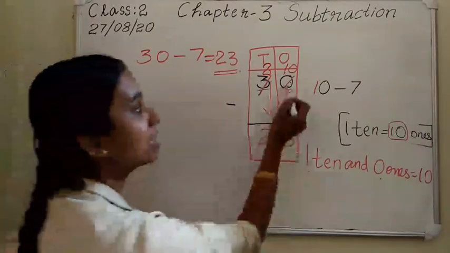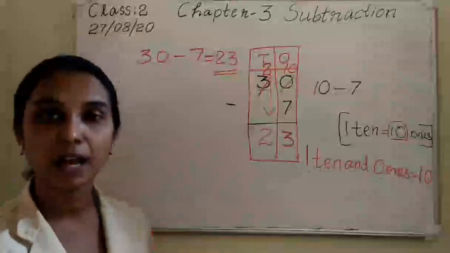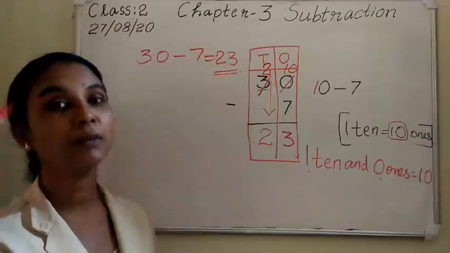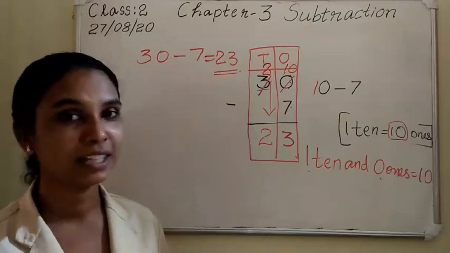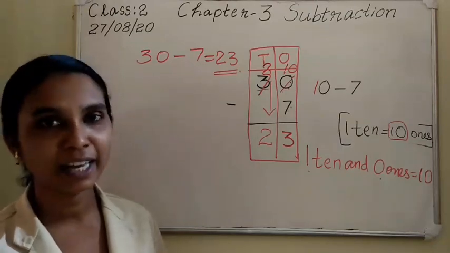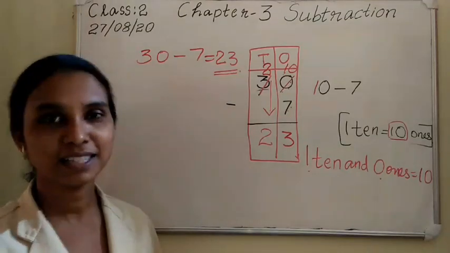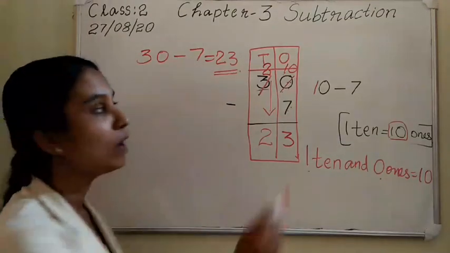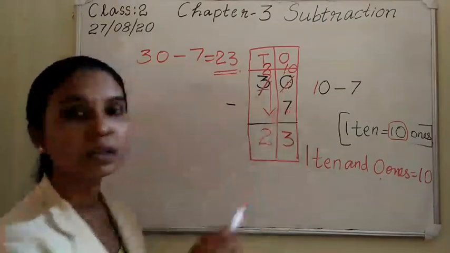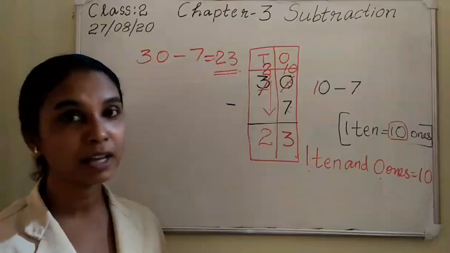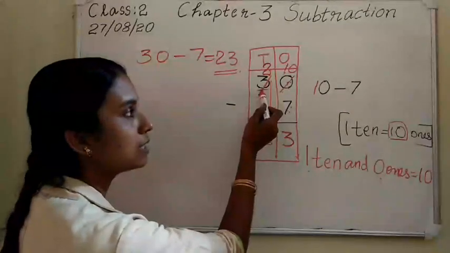Then in the ones place, the digit is not enough to subtract. We should take from the tens place. We can say it is borrowing. Regrouping is actually borrowing. Get it? So the ones place is not enough to subtract. Not enough to take away 7. So you can borrow from this tens place.